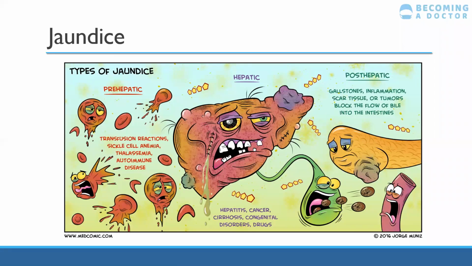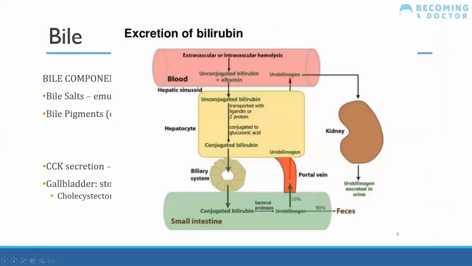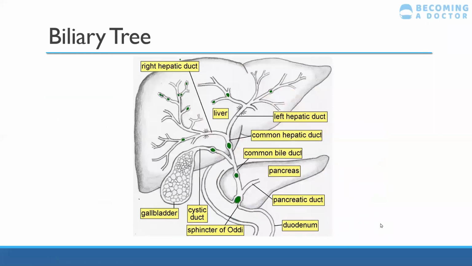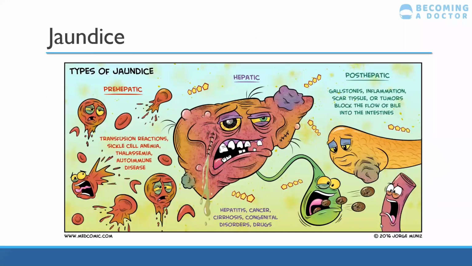And with post-hepatic, the important thing is if this is the cause, the patient would have pale stool and dark urine. The reason is that stercobilinogen, the thing that I went through previously, is what gives the feces the brown color, and urobilinogen is what gives the urine the yellow color. So you would have pale stool and dark urine if it's a post-hepatic cause.